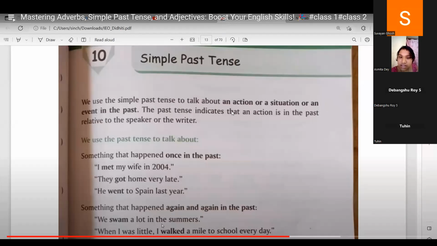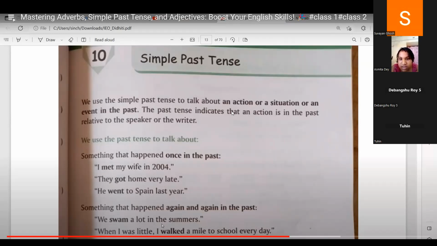Excellent. Now tell me what is the present tense, Ashmita? What we are doing now. Very good. Excellent. What we are doing now is called the present tense. Now, what is the future tense? Future tense means what we will do tomorrow or after some days. Very good. Excellent, Ashmita.